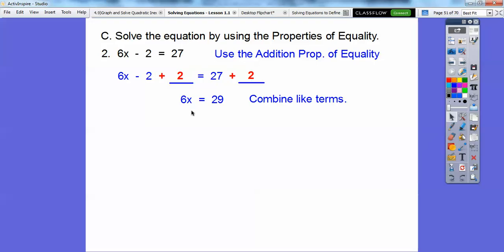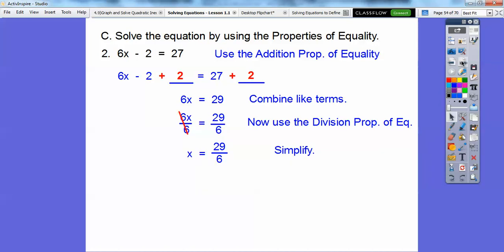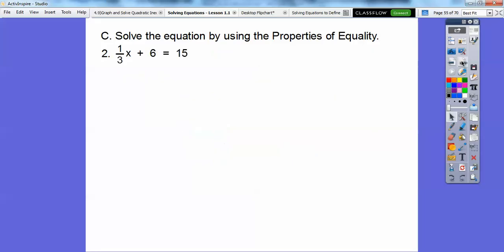Now here we're going to get a fraction. So now we're going to use the division property on both sides, and we get 29/6 as our answer. Just leave it like that as an improper fraction. That's okay. You can change it to 5 and 4/6, that would be okay too, or 5 2/3.